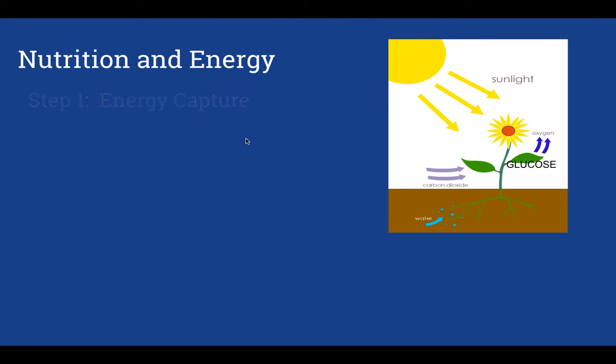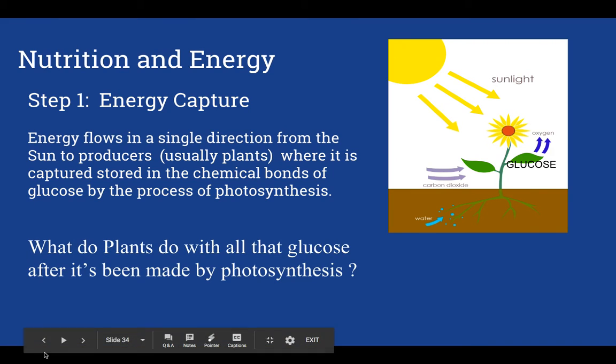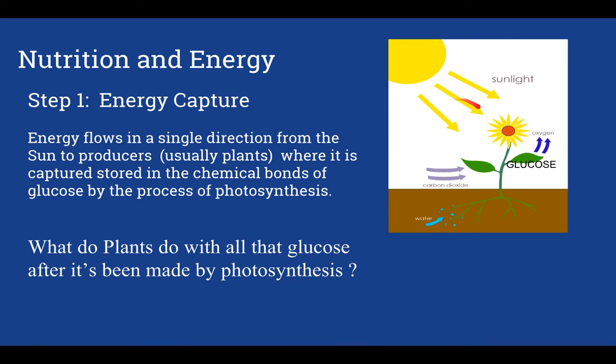Okay, so we've made all of this glucose. That was our first step. We captured the energy from the sun by plants, and we used carbon dioxide and water. Those are our inputs. We also had sunlight. We also had some enzymes in there.